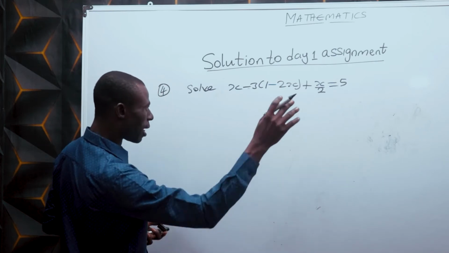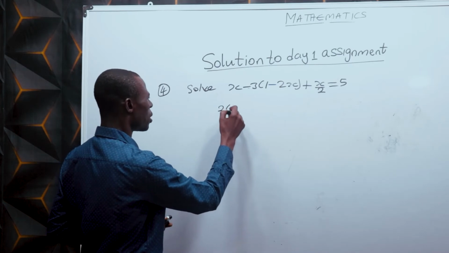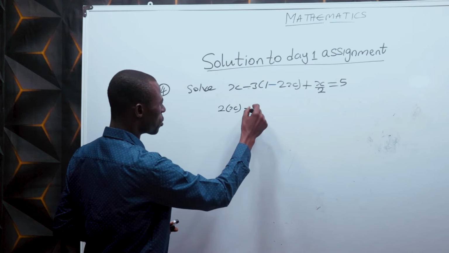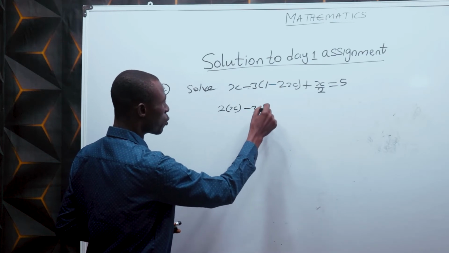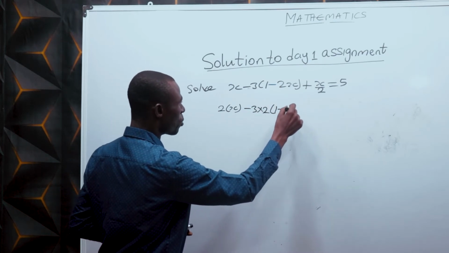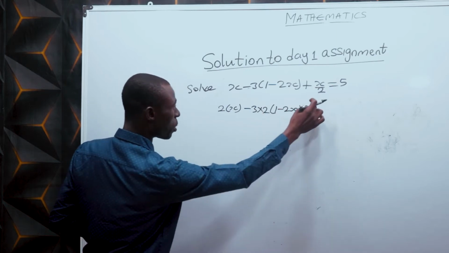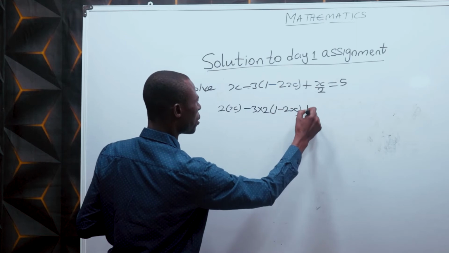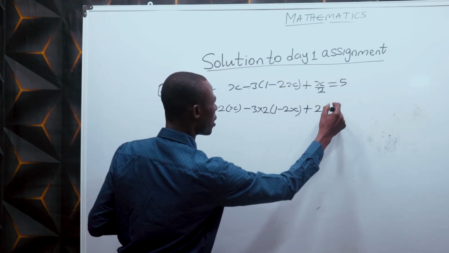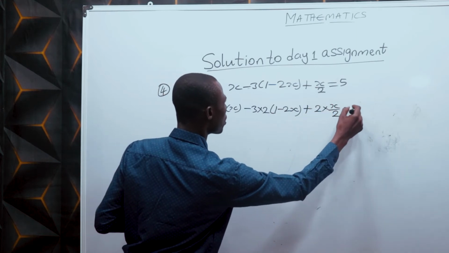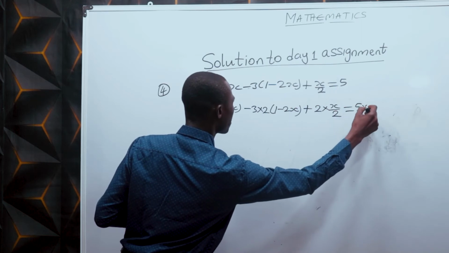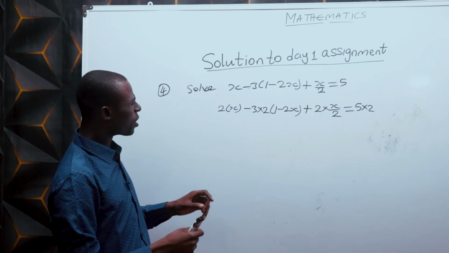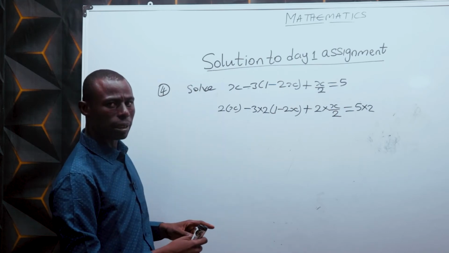So use 2 to clear the fraction. We have 2 into x, to multiply this, minus 3 times 2 into 1 minus 2x. And if you like these two, you may put it at the back of this. But it's better this way. Plus 2 times x over 2 equals 5 times 2.